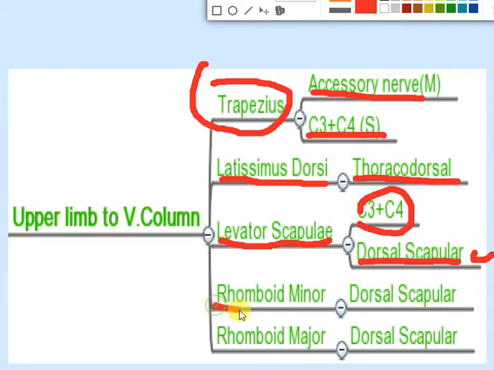Then you have the rhomboid minor, which is innervated by the dorsal scapular nerve, and rhomboid major, which is also innervated by the dorsal scapular nerve. So as you can see, the three muscles, levator scapulae, rhomboid minor and rhomboid major, are all innervated by the dorsal scapular nerve. This is important because you must know which muscles will be affected if the dorsal scapular nerve is broken.